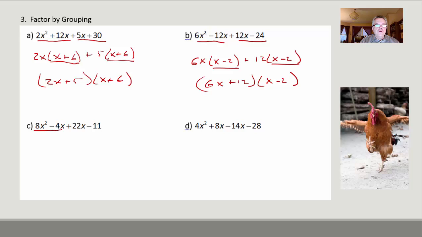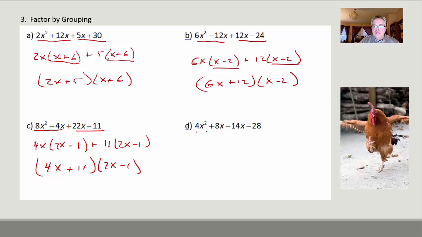Two more and we're done. First two, greatest common factor is 4x. That'd be times 2x minus 1, plus greatest common factor here is 11, and that's times 2x minus 1. That's the hard part. Now we're just pulling out 2x minus 1. After we pull it out, we're left with 4x plus 11. So all of that is times 2x minus 1.